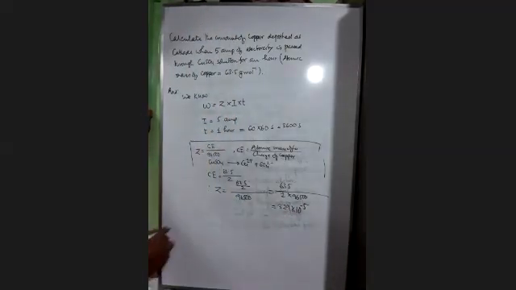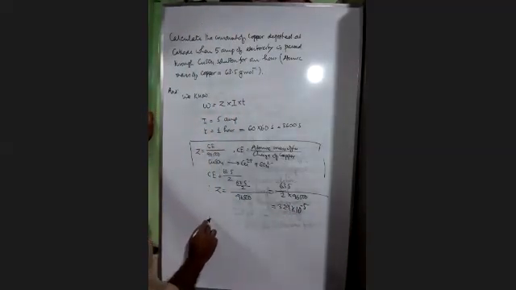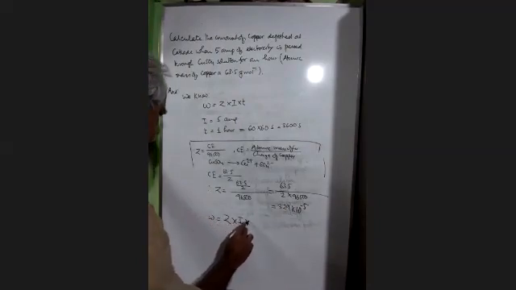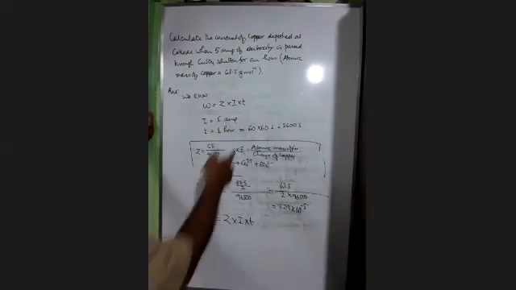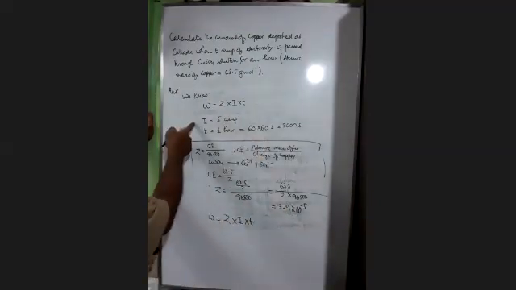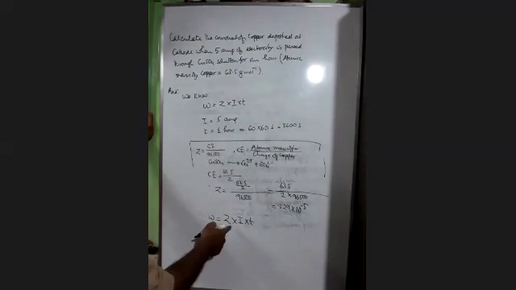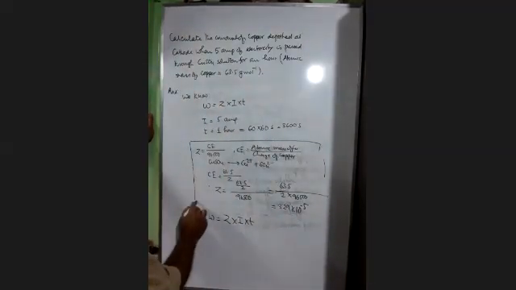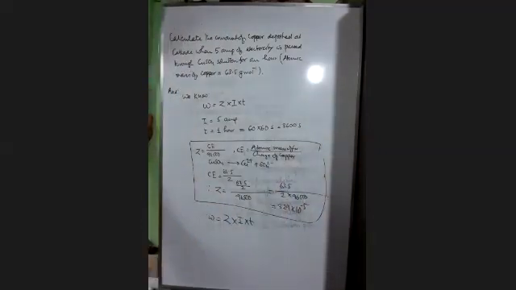Okay. See, now you know W is equal to Z into I into T. All the values are there. This is for I, this is for T, and this is for Z. Do it now.